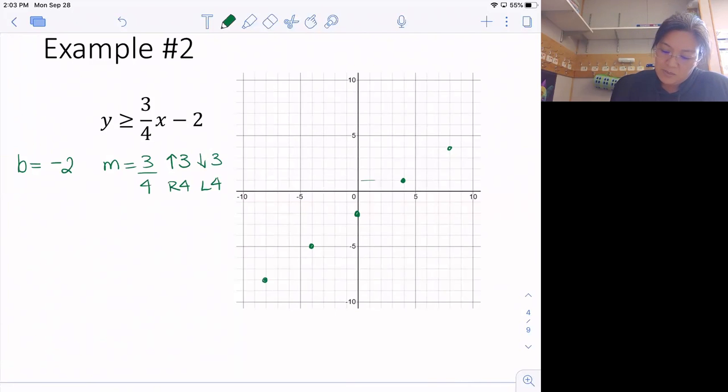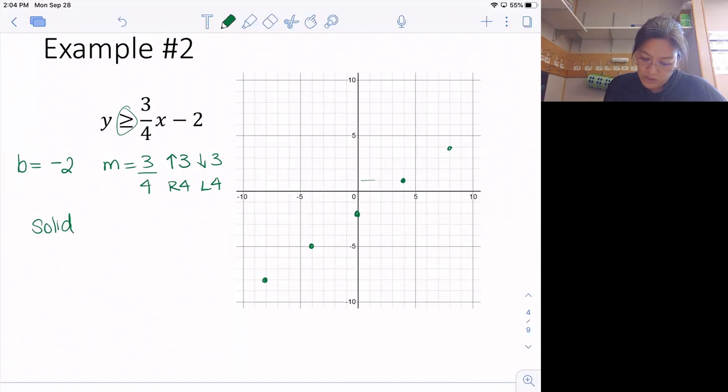Now, the next thing I ask myself is, is it a solid or dotted? So I take a look at my inequality. It has an equal to, so it is going to be a solid line. So I am going to extend my line. Yeah, close enough.